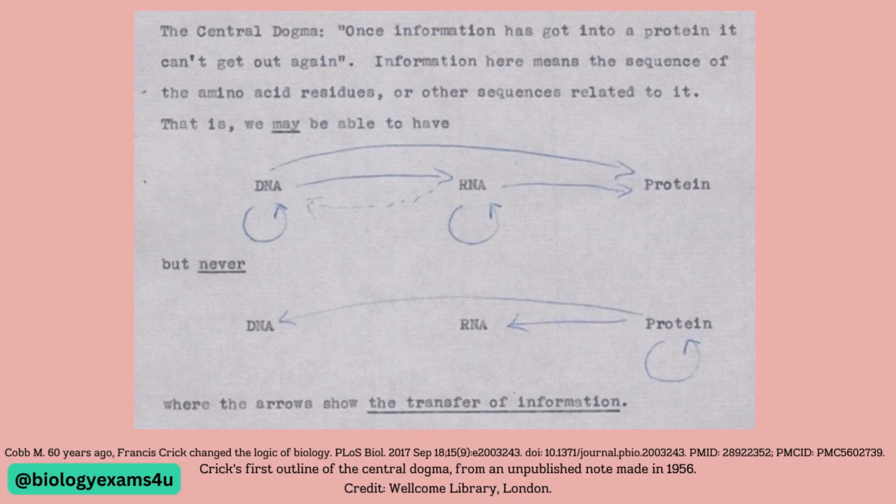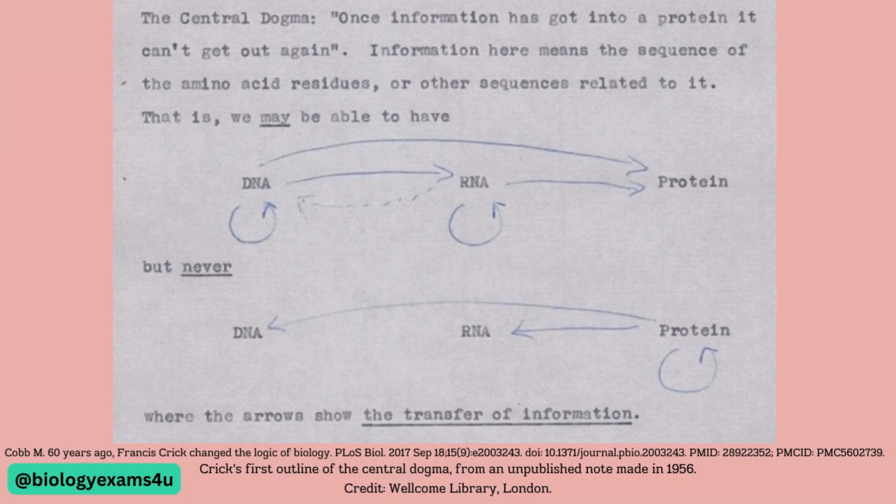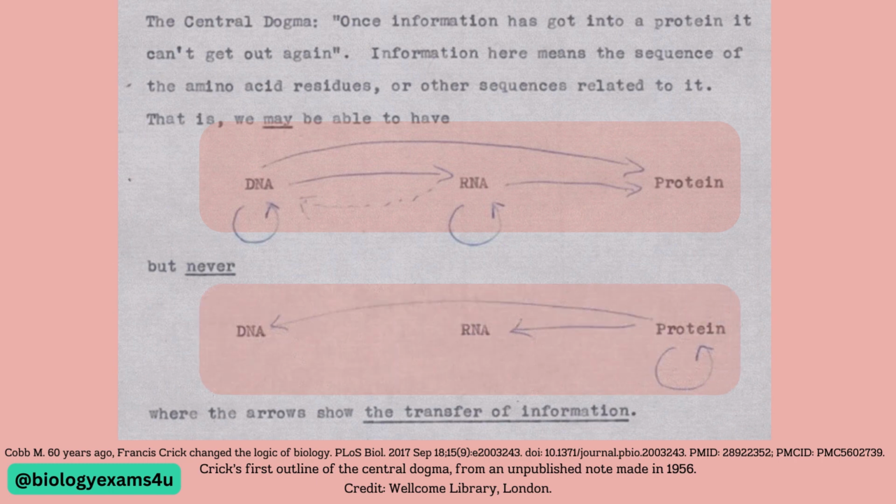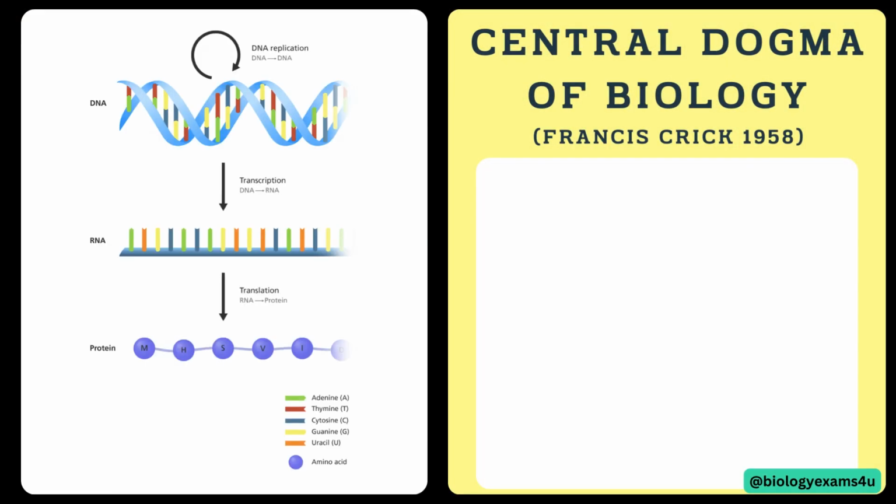It's a note made by Francis Crick regarding how the flow of information happens. As you see, he draws arrows from DNA to RNA to protein, or DNA directly to protein, but he was quite sure that the reverse never happens. That is, proteins will not form DNA. Once the amino acid is formed, it is stable and it cannot reverse back to form RNA or DNA. And this is the basis of the central dogma of biology proposed by Francis Crick.